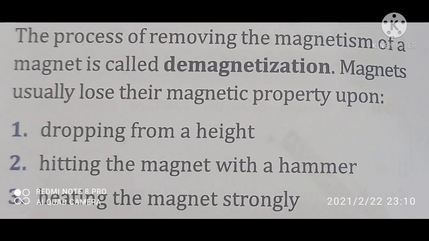Next, demagnetization. The process of removing the magnetism of a magnet is called demagnetization. Magnets usually lose their magnetic property upon dropping from a height, hitting the magnet with a hammer, or heating the magnet strongly. Sometimes the magnetism of a magnet weakens with time. This is known as self demagnetization.